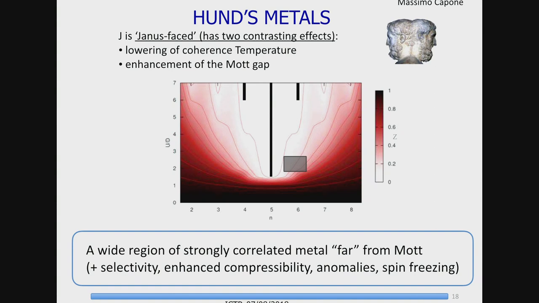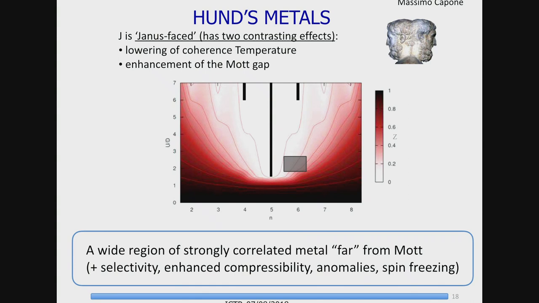So the black line is the Mott insulator. The black lines are telling what I just told you. Here, you just need a small value of U to enter the Mott insulator. Here, you need a big one. And you're left with a wide window where, with the same value of U which would drive the system Mott insulating here, it's still a metal.